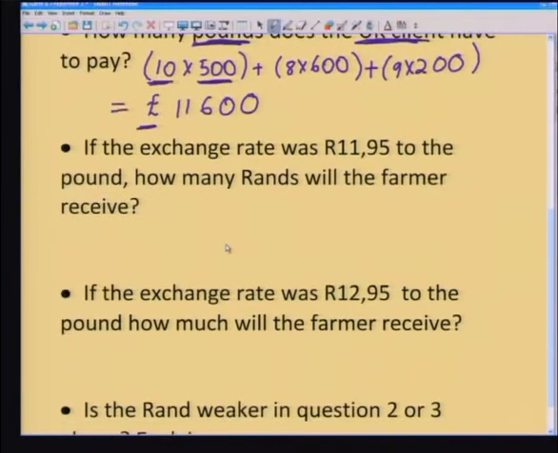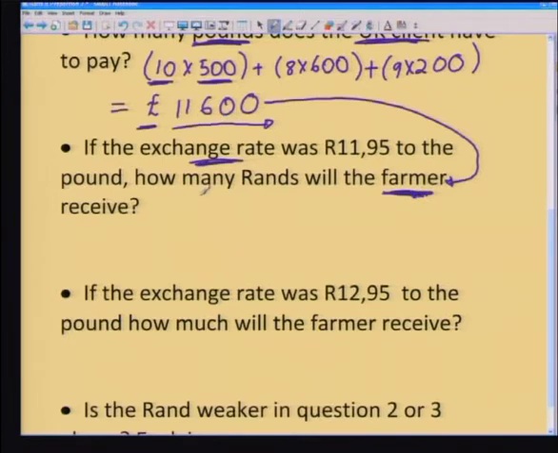Okay, now the next part of the question tells you what the exchange rate is. They say the exchange rate is 11 Rand 95 to the pound. How many rands will the farmer receive? If the UK client is paying that, who is he paying that to? He's obviously paying that to the farmer. The farmer is all the way here in South Africa, so he's not going to get this money in pounds, he wants it in rands. So we need to convert this 11,600 pounds into rands.